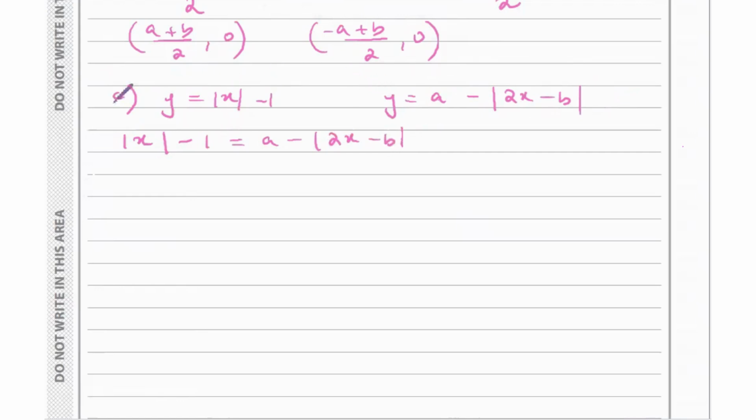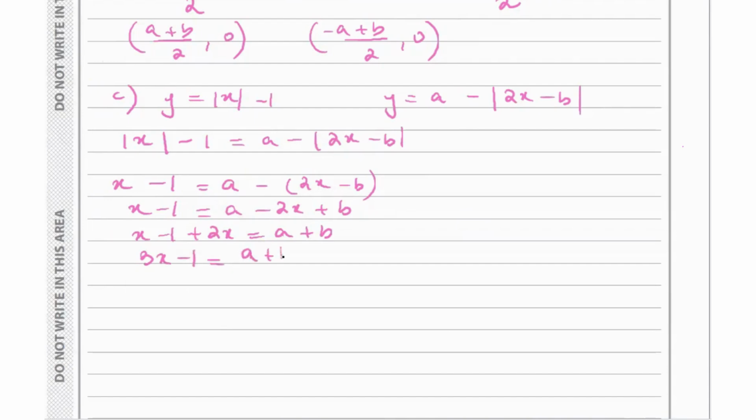So one equation can be positive x minus 1 equals a minus positive 2x minus b. So that becomes x minus 1 equals a minus 2x plus b. When we remove the modulus sign, we get a positive and a negative value. So one equation is going to be with the positive ones. So that's x minus 1 plus 2x equals a plus b, which is 3x minus 1 equals a plus b. That is one equation.